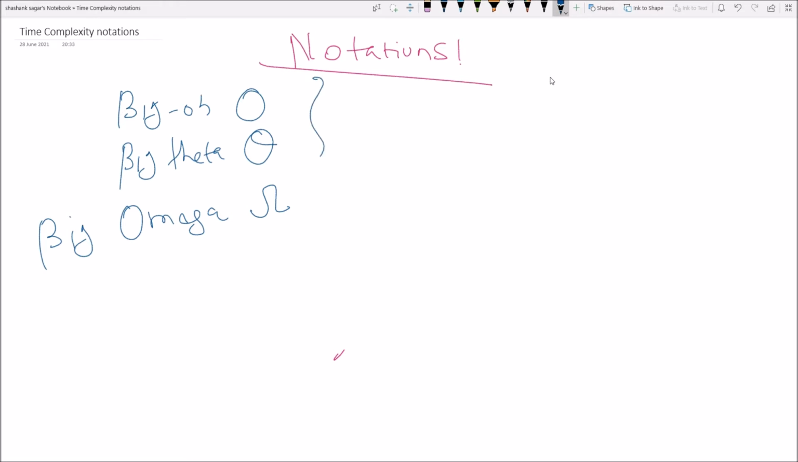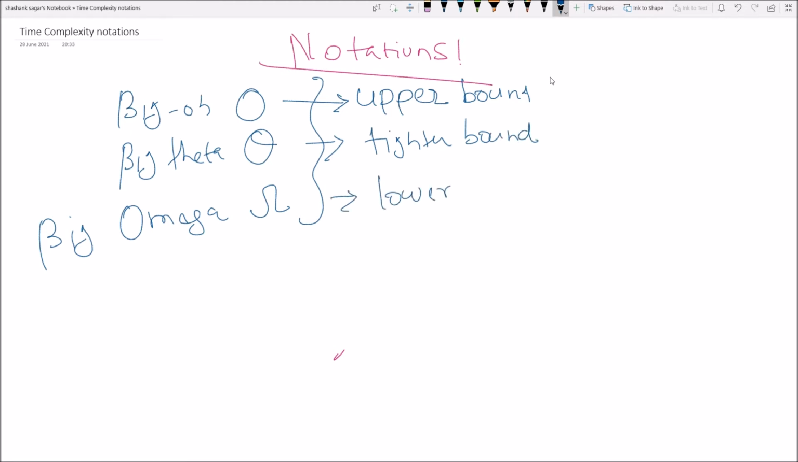So in shortcut, what does this give us? Big O will give you an upper bound of a function. Theta will give you a tighter bound, or you can say precise, and omega will give you a lower bound. You can think of big O as smaller than or equal to, theta as equal to, and omega as greater than or equal to.